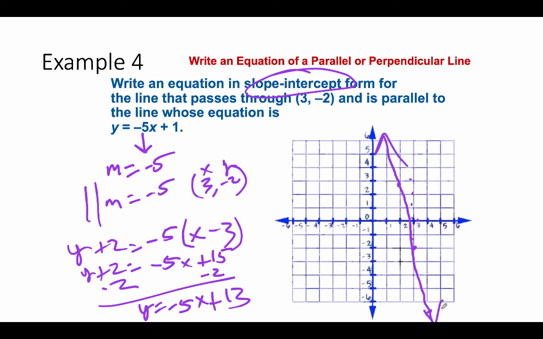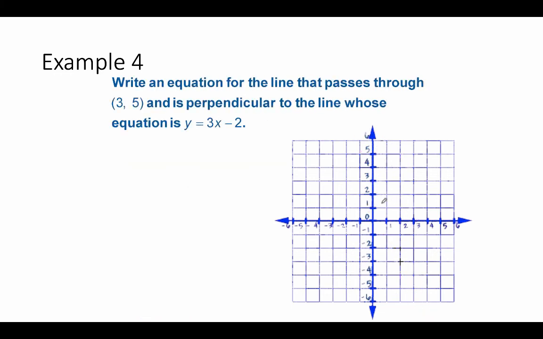And that's parallel to, if I graphed that, I would go here and go up 5, right 1, and, whoa, that's a terrible drawing. You get the picture, though. They are parallel. Parallel lines never intersect. Okay, now we want perpendicular. So I've got the slope of this line is 3.